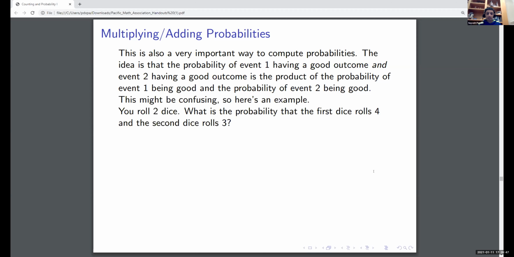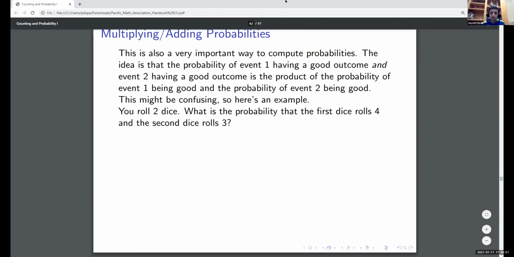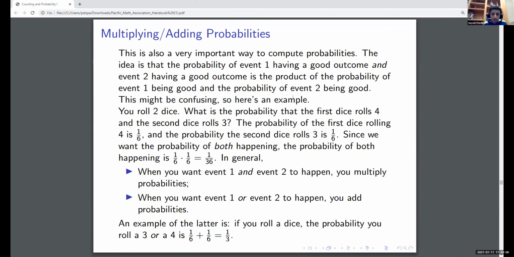All right, here's an example. You roll 2 dice. What is the probability that the first die is a 4 and the second die is a 3? Just think about this. 1/36. So the probability of the first die rolling a 4 is 1/6, and the probability of the second die rolling a 3 is 1/6. Now, since those are independent, the probability of them both happening is 1/6 times 1/6, which is 1/36.